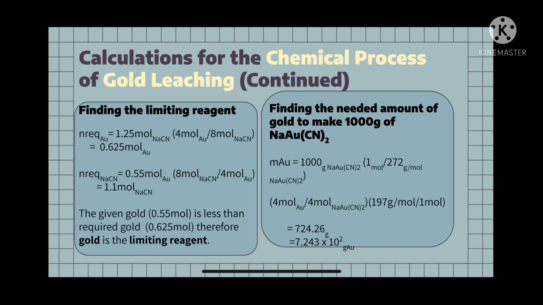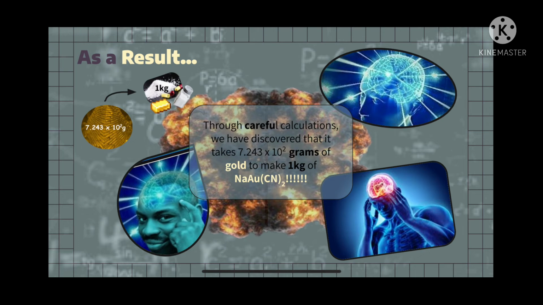On your left on the slides, you will find our limiting reagent calculations. As you can see, gold is our limiting reagent, which makes sense, as we will elaborate on the next slide. Finally, on the right, you will find our calculations for the mass of gold needed to make our product, which is listed in the slides. As a result, through careful calculations, we have discovered that it takes 7.243 times 10 to the power of 2 grams of gold to make 1 kilogram of our product.